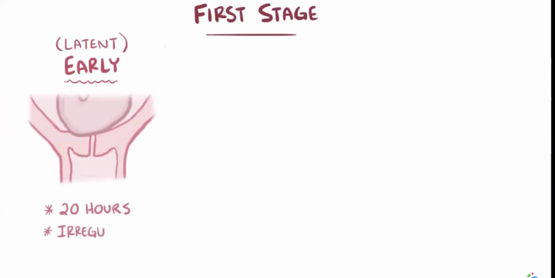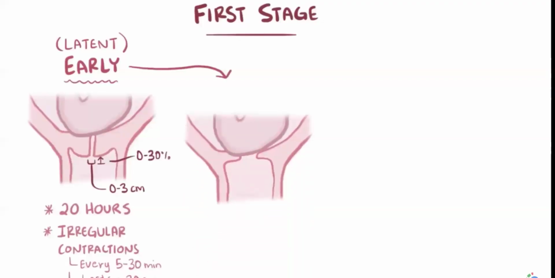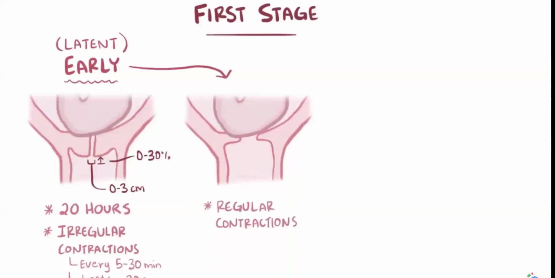At first, there are irregular contractions that occur every 5 to 30 minutes and last about 30 seconds each, causing the cervix to dilate from 0 centimeters to about 3 centimeters, and efface from about 0% to 30%. Then, regular contractions follow. They happen every 3 to 5 minutes and last about a minute or more. And this causes the cervix to dilate from 3 centimeters to about 6 centimeters and efface up to about 80%.